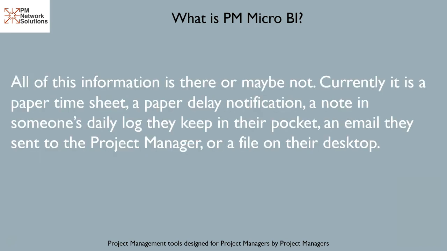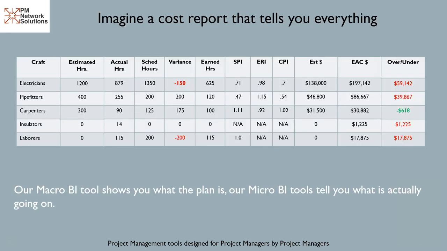All of this information is there, or maybe not. Currently, it is a paper timesheet, a paper delay notification, a note in someone's daily log they keep in their pocket, an email they sent to the project manager, or a file on their desktop. Imagine a cost report that tells you everything. Our Macro BI tool shows you what the plan is. Our Micro BI tools tell you what is actually going on.